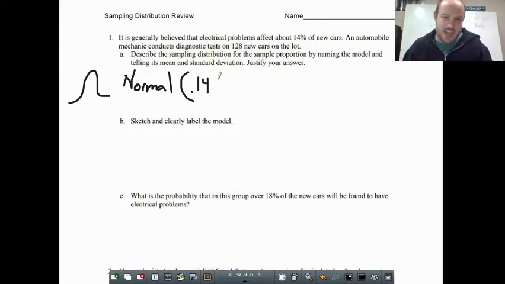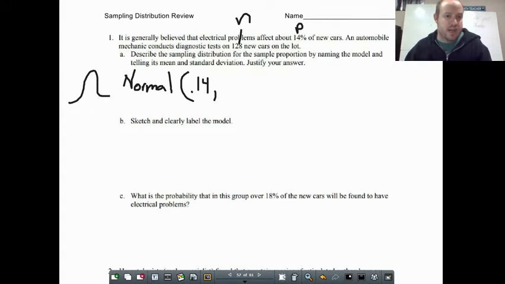The standard deviation, not as easy. Standard deviation, remember, is going to be the square root of p times q divided by n. So if we're looking at 14 as our p and 128 as our n, then we're going to need to plug those in to find our standard deviation. So let's go ahead and do that. So 14 and 128. So we are going to do control square root. Then we're going to put in, that's 0.14.